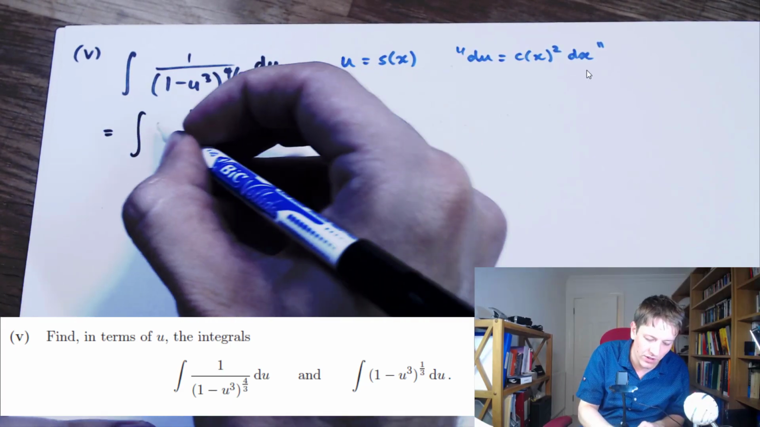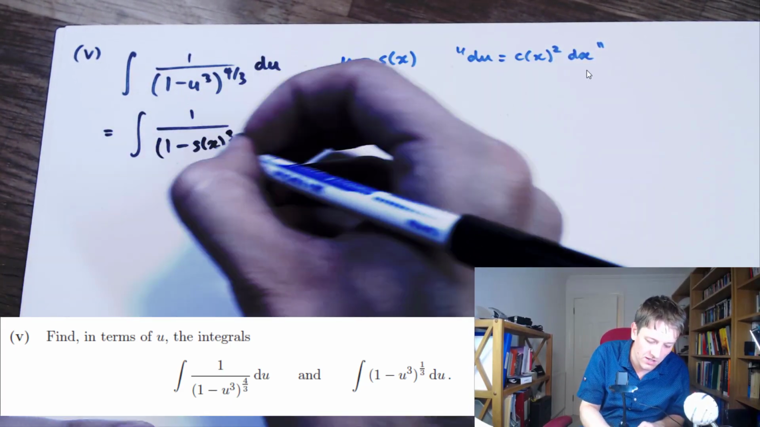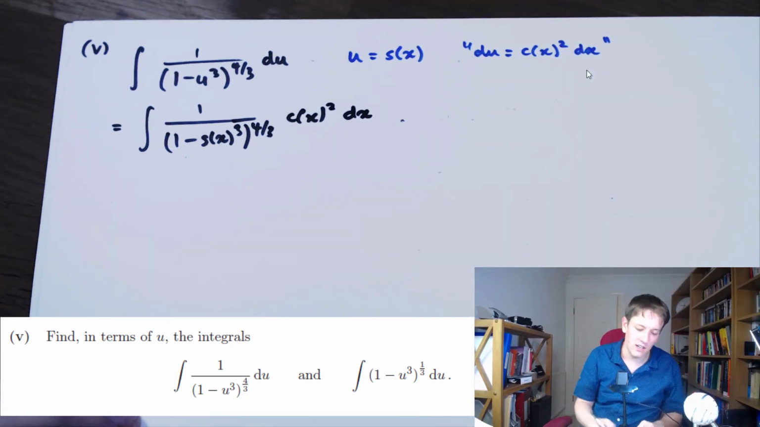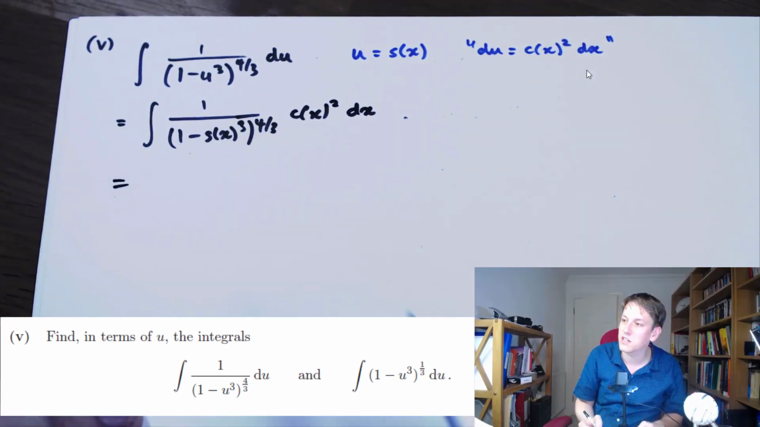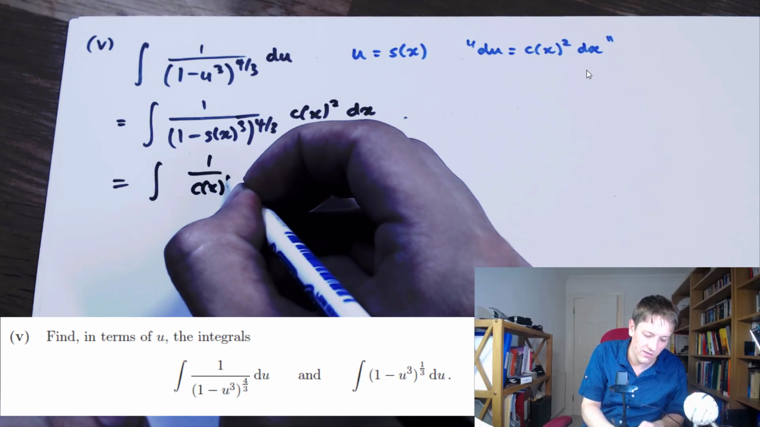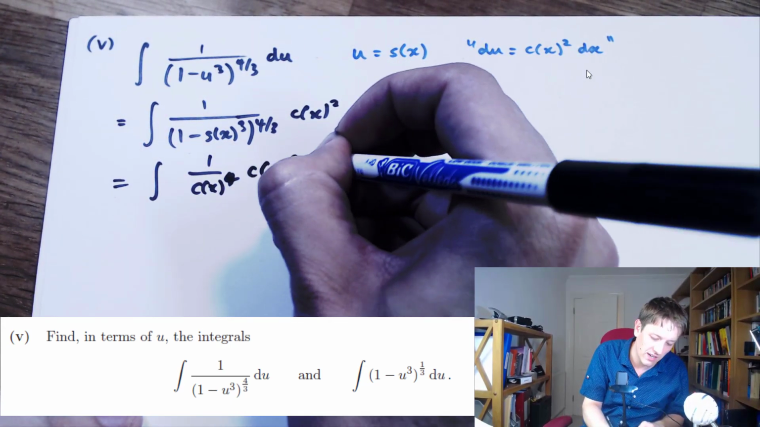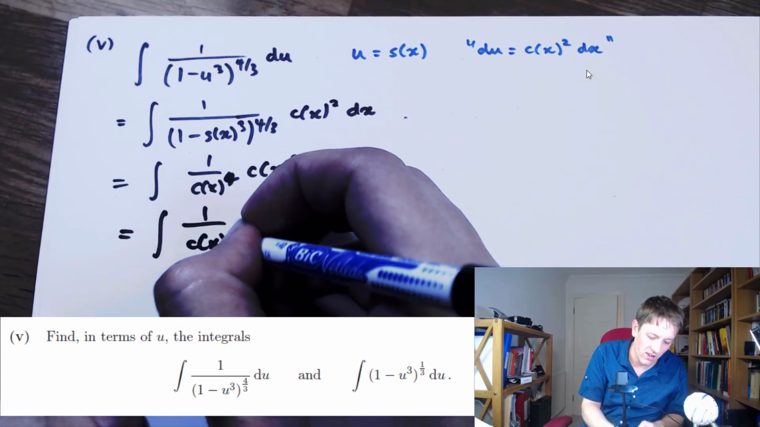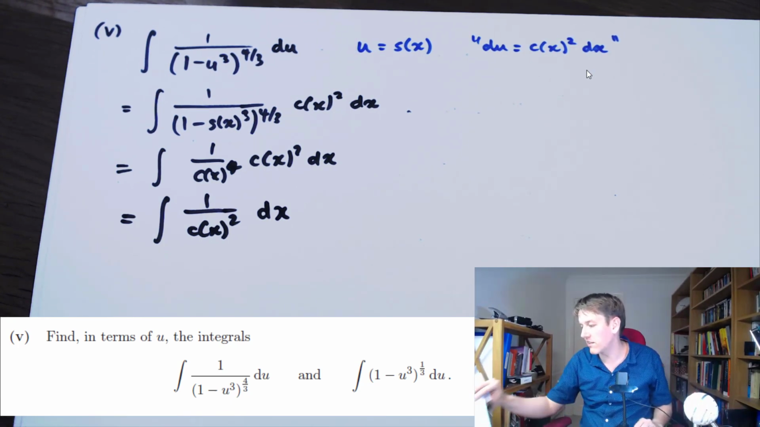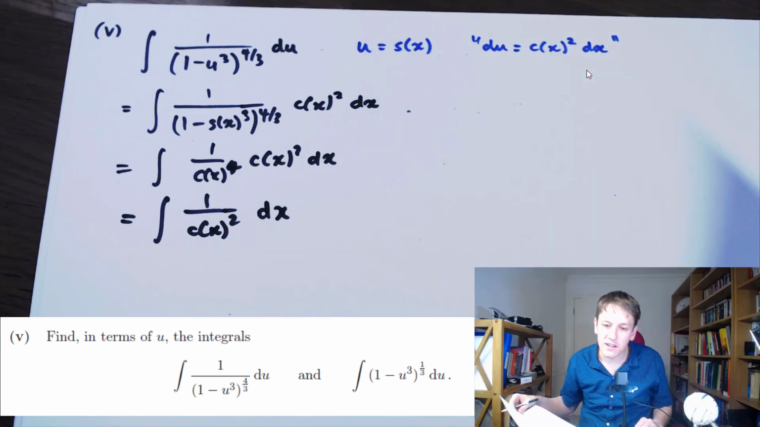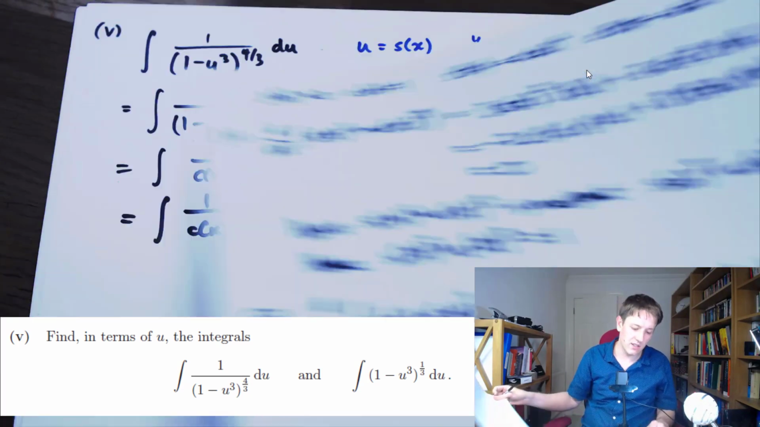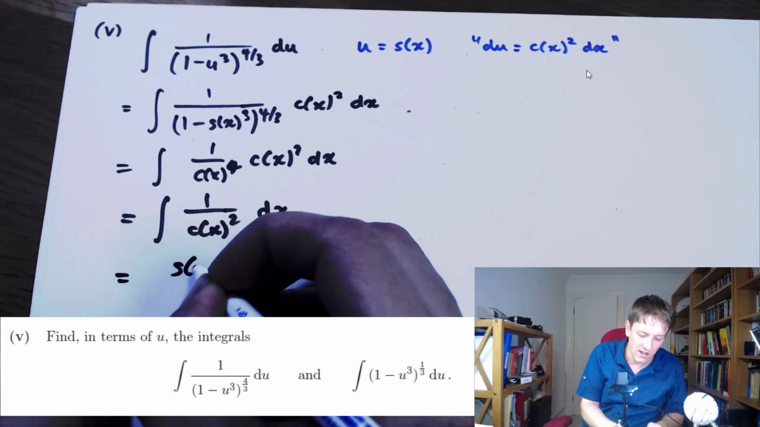I get the integral of 1 over 1 minus s of x cubed to the 4/3 this time, and I get c of x squared dx. So we know what happens here. This 1 minus s of x cubed becomes c of x cubed. This time I raise it to the 4/3, so I get the integral of 1 over c of x to the 4 times c of x squared dx, and this is just the integral of 1 over c of x squared dx, right? And that's when you remember that actually that's something we differentiated earlier. We did this question earlier on, and we noticed that the derivative of this tan looking thing was 1 over c of x squared. So if I'm integrating 1 over c of x squared, I just get this tan looking thing.